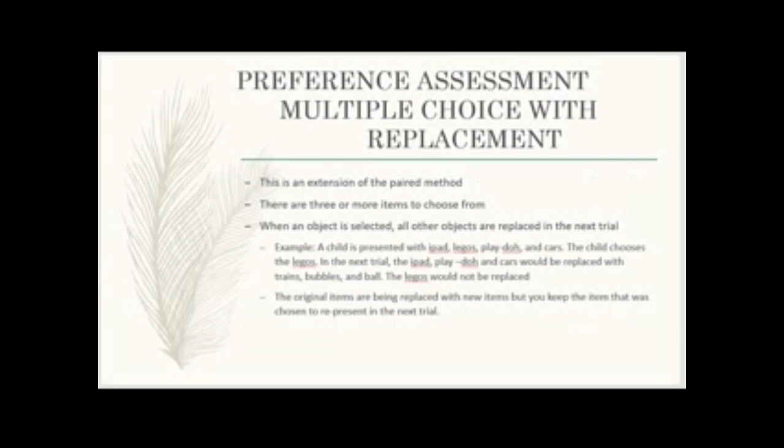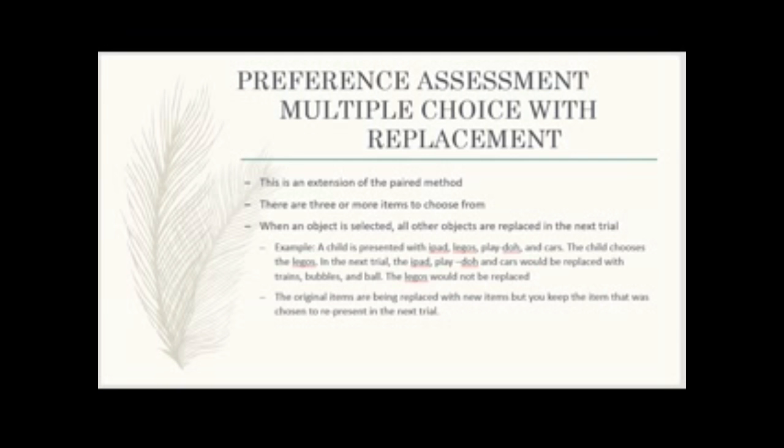Now we're going to talk about multiple choice with replacement. These get a little tricky, with and without replacement. Please let me know if you need more clarification. I'll try to explain it in the most simple form so that we can all understand it. Multiple choice with replacement is an extension of the paired method, and there are 3 or more items to choose from.